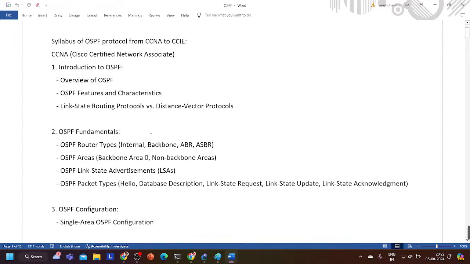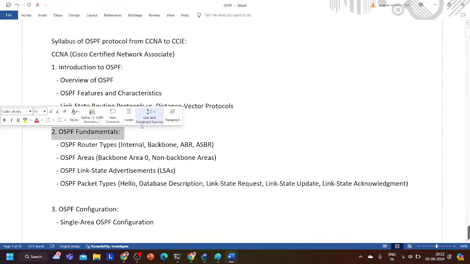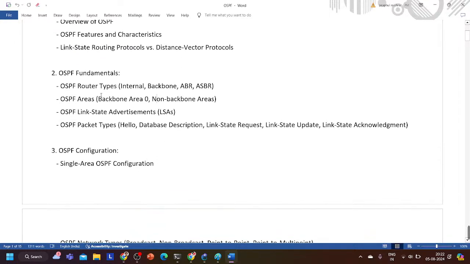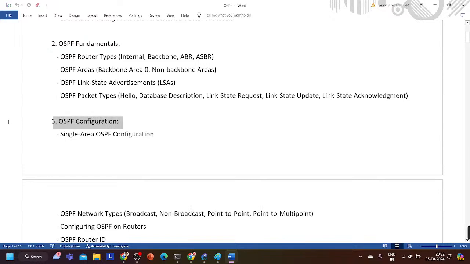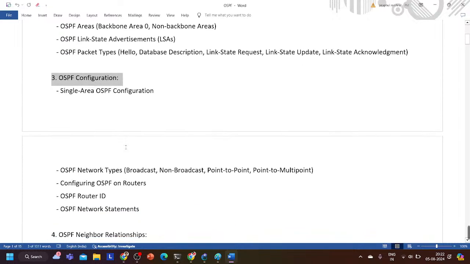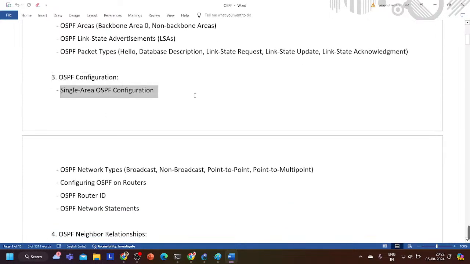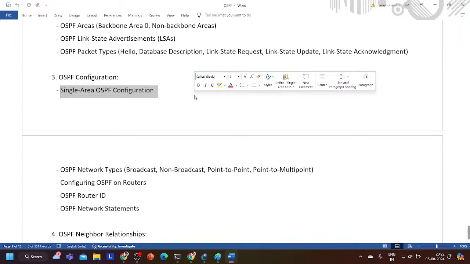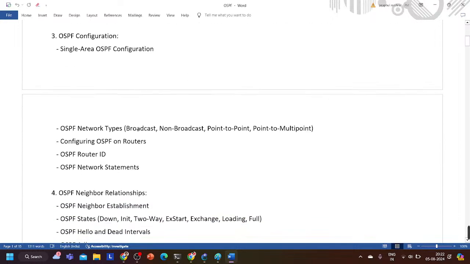So in the CCNA syllabus, you will see OSPF fundamentals like types of messages, link LSAs, routers, types of routers, types of areas. After that, the basic configuration: how to configure OSPF, how to change hello time, network type, right? In the configuration, single area OSPF configuration means running the OSPF routing protocol on multiple routers in the same area, right? We have the areas concept, guys. Don't worry, we will discuss it in the upcoming days.